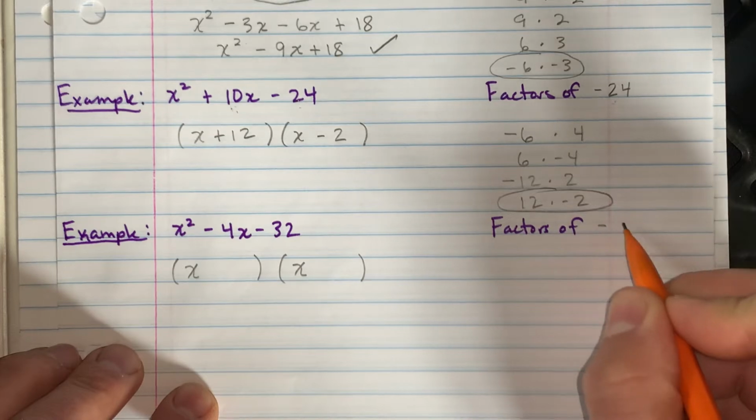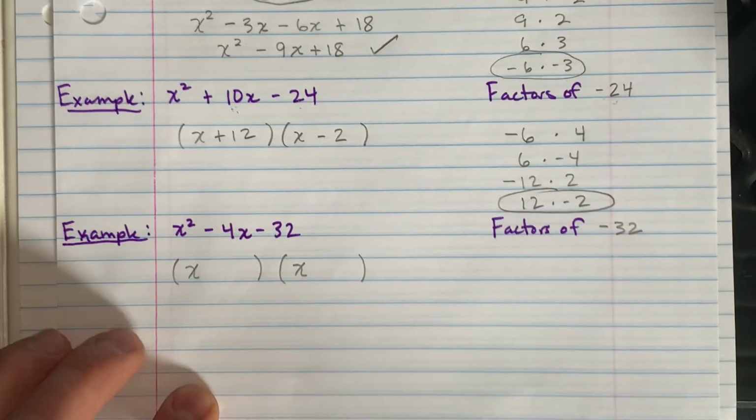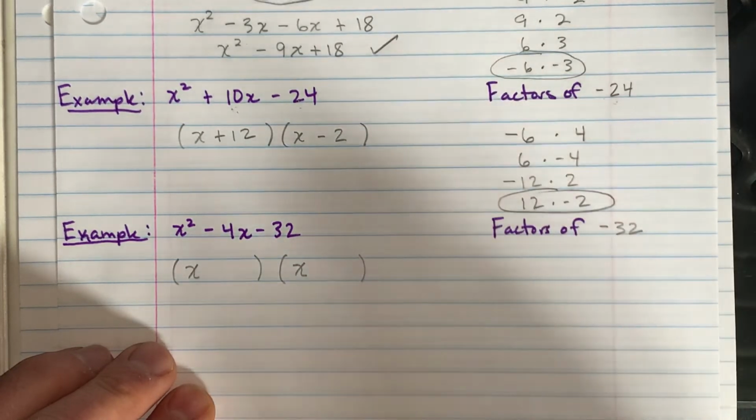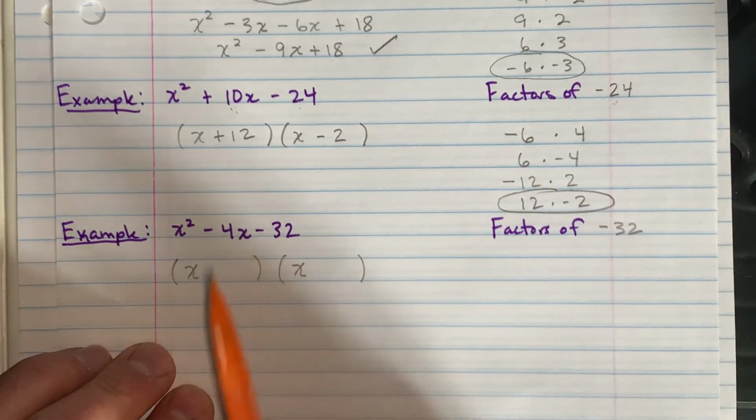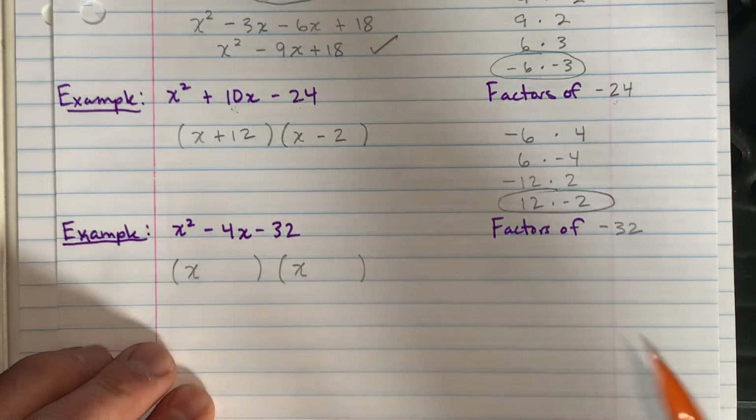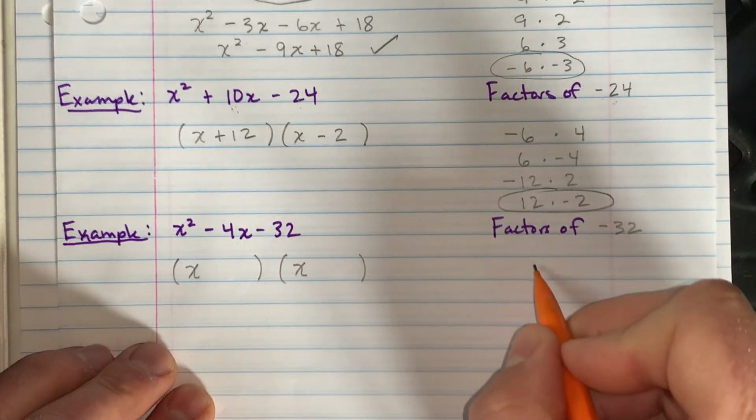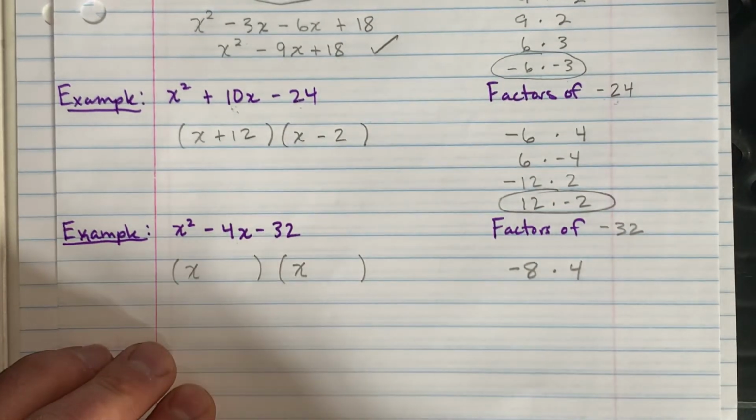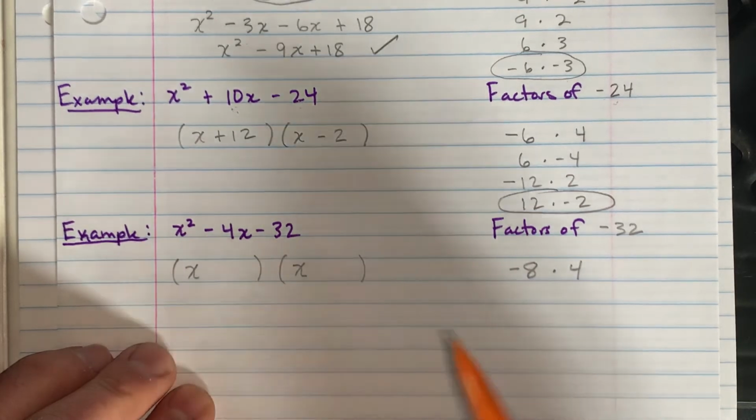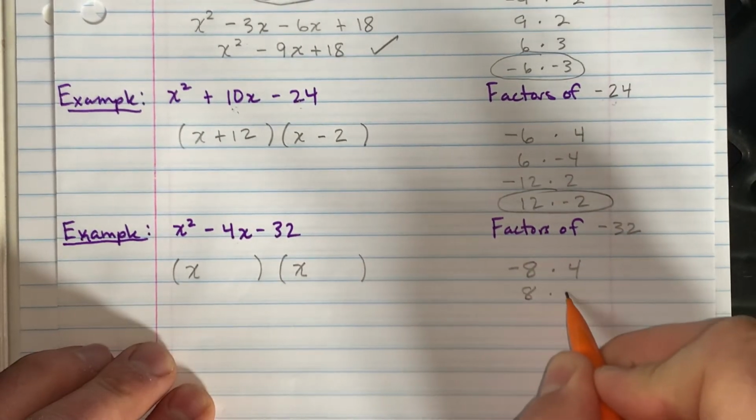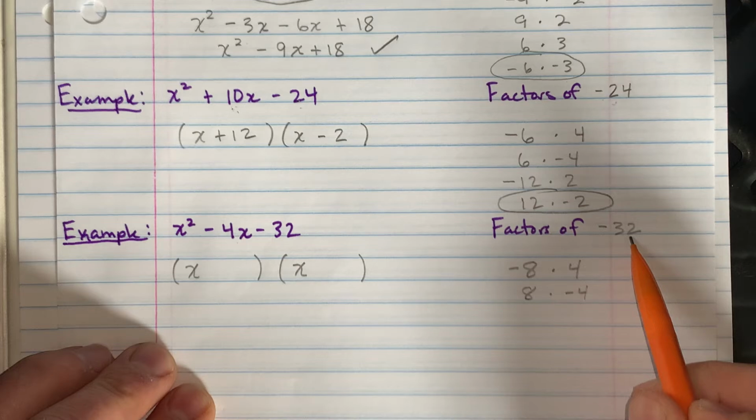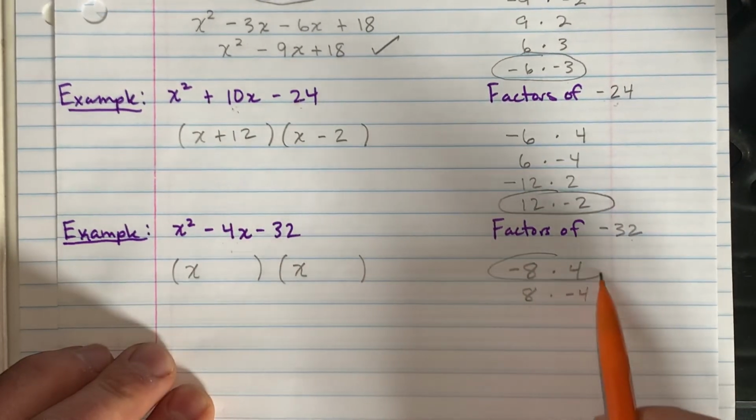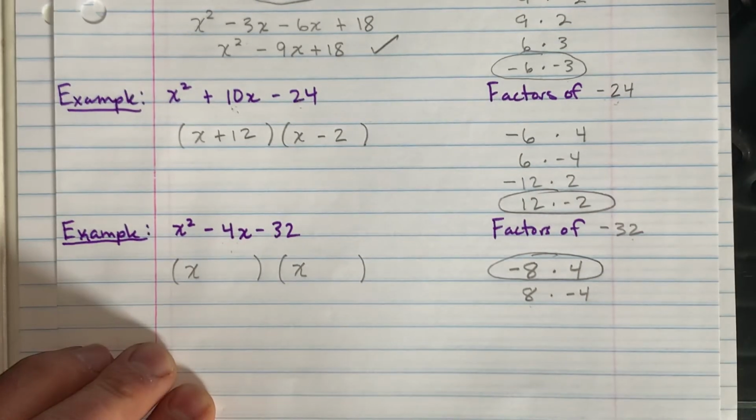Factors of negative 32. Okay. Again, 1 and 32 aren't going to get us anywhere close to negative 4, so you don't have to list those. I mean, you could if you wanted to. What else gets us to 32? Negative 8, positive 4, gets us to negative 32. And that looks like it's what we'd want, right? So if we did 8 and negative 4, that also gets us to negative 32, but that would get us a positive 4. And we want a negative 4 term. So that's going to be what we want, right?